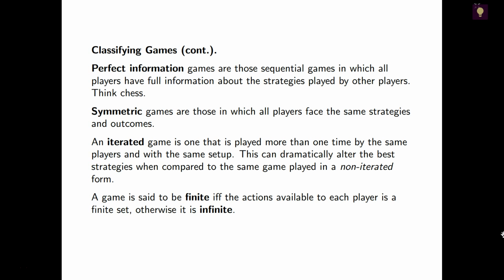Symmetric games are those in which all players face the same strategies and outcomes. Iterated games are games that we play over and over again, rather than just one time, and this can dramatically alter the best strategies when compared to the same game played in a non-iterated way. We will see this when we look, for example, at Prisoner's Dilemma, that the iterated game is a very different beast than the non-iterated game of Prisoner's Dilemma. A game is said to be finite if and only if the set of actions available to each player is a finite set. Otherwise, it's an infinite game.